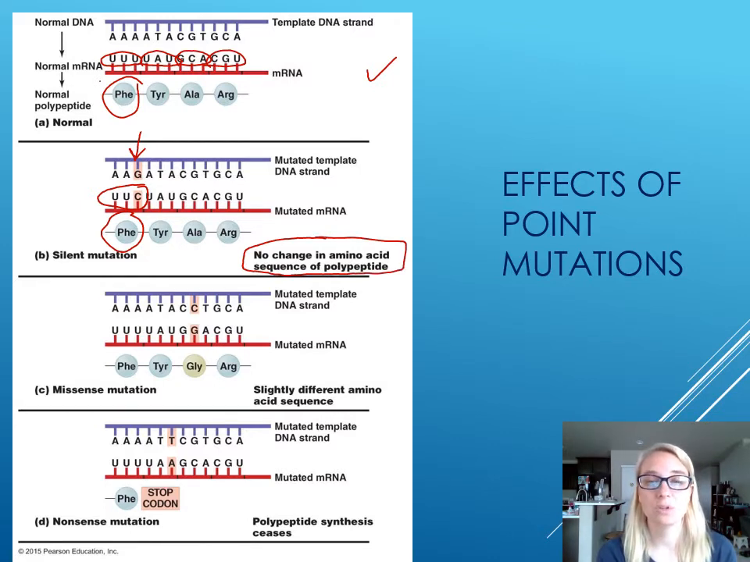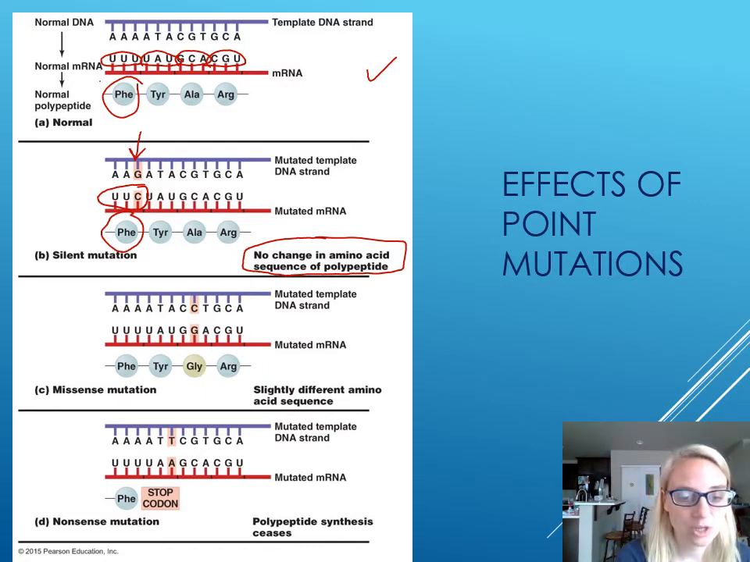So even though there's a mutation in the DNA, there's no effect on the phenotype. The genotype is changed, the phenotype is the same because it codes for the same amino acid, the protein's going to be just fine. Right? So that's called a silent mutation.